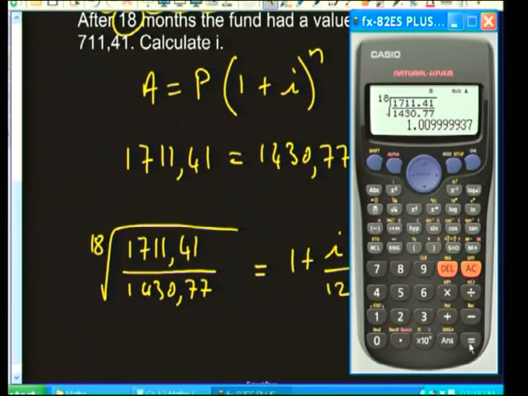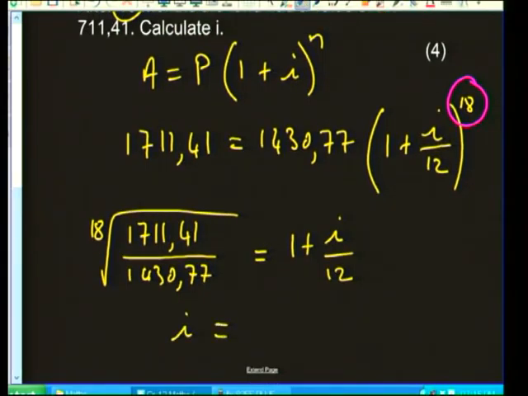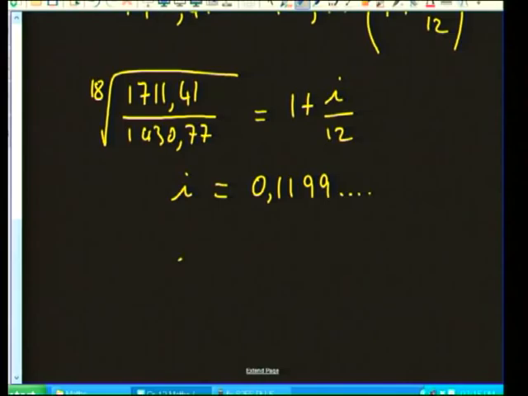Now, if we go back to our calculation, we can see we're going to have to subtract 1 from that, and we're going to have to multiply it by 12. And up pops 0,119999, etc. So, back to here, we have that I is equal to 0,1199, etc. And writing that as a percentage, we have 12%. There we go. That was quite straightforward.